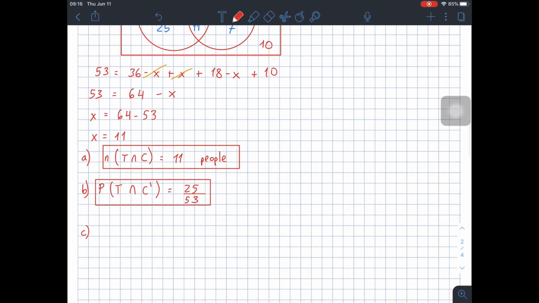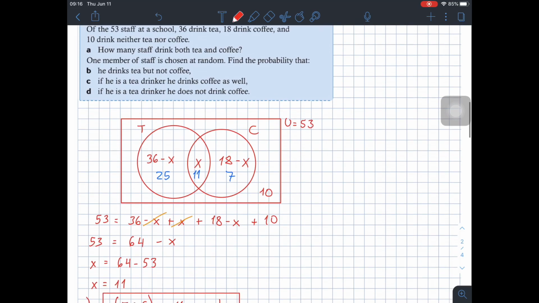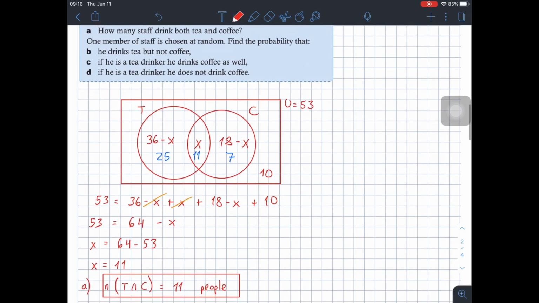Then we have part C. Find the probability that if he is a tea drinker, he drinks coffee as well. So you see that here we're given a condition. We know that this person is a tea drinker, right? So if we know something for sure, then you immediately need to think about conditional probability. So if he's a tea drinker, he drinks coffee as well.